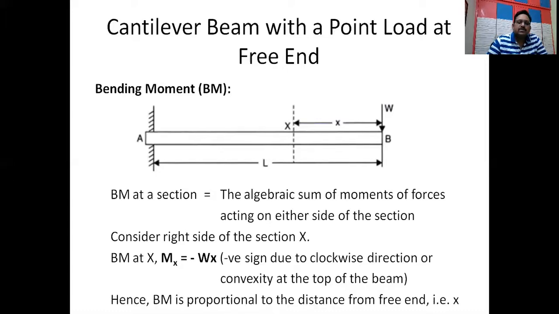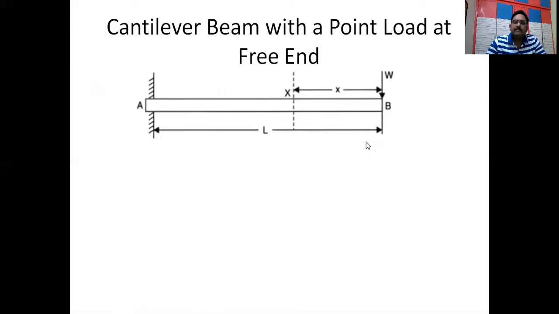Now, so clearly it is indicative that bending moment is proportional to distance from free end. For example, if I take a section here, then the bending moment is proportional to x. When x is more, the bending moment will be more. When x is less, the bending moment will be less. Of course, it will be either positive or negative, depending on the clockwise or anti-clockwise direction. But the magnitude will increase if x is increasing. Therefore, it is proportional to the distance from the free end.